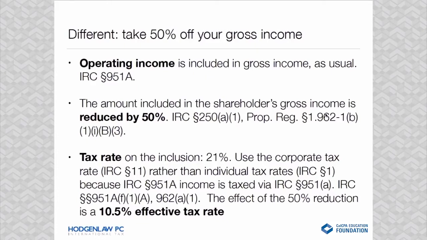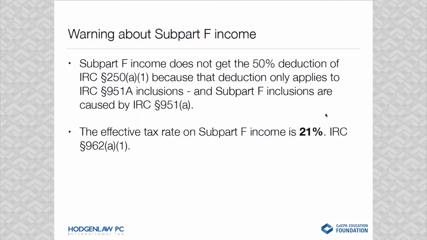So yay. The second thing is, because the individual is a pretend corporation, the individual gets to use the corporate tax rates of 21%. And so you see that the operating income gets 50% of it not included in income, and then whatever is left is taxed at 21%. So it's a 10.5% effective tax rate, which is pretty good. Subpart F income, on the other hand, doesn't get that 50% off thing, so the effective tax rate is still 21% on Subpart F income, which is not bad compared to 37%.